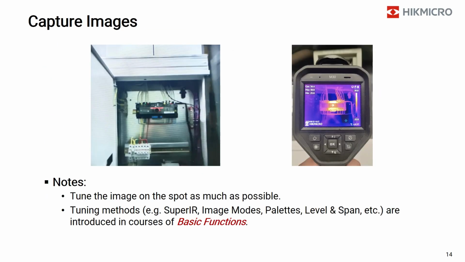First, capture images. Please use your camera to focus well and capture radiometric images. And you should tune the images as much as possible on the spot, which is quite necessary and meaningful for later analysis. As for specific tuning methods, such as Super IR, image modes, palettes, level, and span, we have already covered them in detail in other courses named basic functions and camera series.